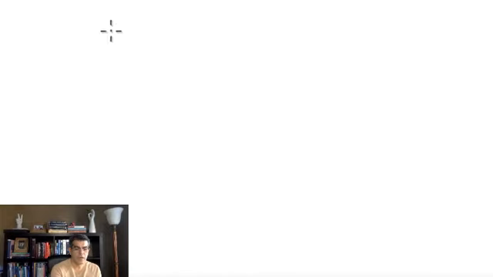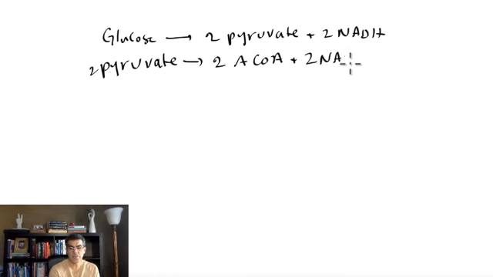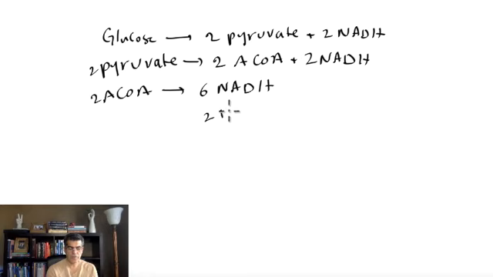So if you think about it, we said before, glucose is going to create 2 pyruvate and it's going to create 2 NADH. Then we said 2 pyruvate create 2 acyl coenzyme A and also 2 NADH. And we said 2 acyl coenzyme A is going to go through Krebs cycle and create 6 NADH and 2 FADH2. I'm not writing the ATP part because that's what we want to look at.